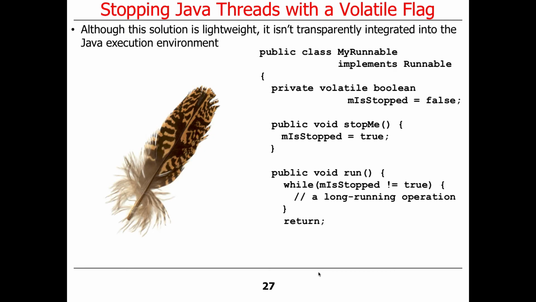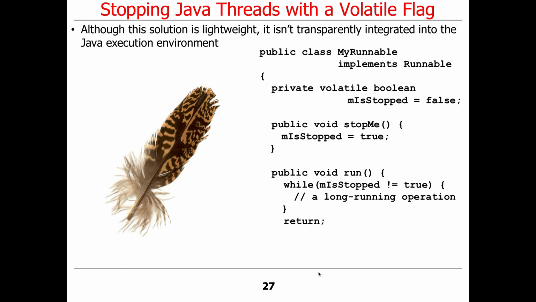This solution is very lightweight. There's hardly any overhead with respect to the mechanism involved. The mechanism is trivial. You're just reading and writing to a field atomically. The downside is, you may end up spinning, which could be a problem, but we'll come back to that later. The real issue, though, is that this is not integrated into the Java execution environment. So the virtual machine, the runtime environment, doesn't care about this thing.